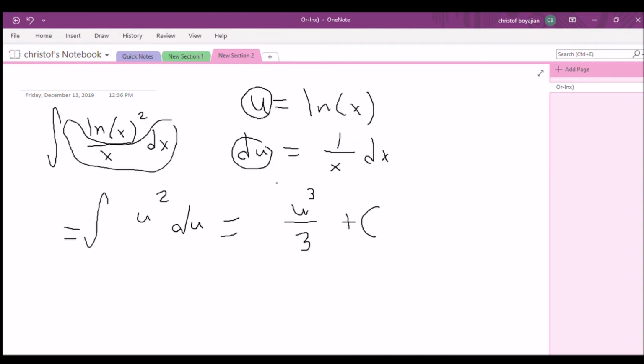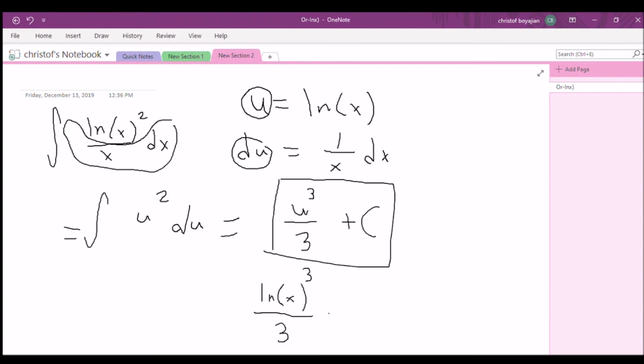Now this is technically good enough to conclude our answer, but if you want to back substitute our u, you can. So let's just plug u back in. So u we said was ln of x, so if we substitute here, in terms of x, it's going to be ln of x cubed over 3 plus c. So let me also box this answer. So either of these answers work.